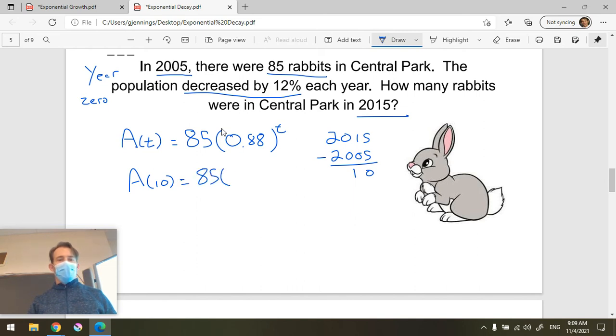85, and this is going to be a little creepy because we are going to have fractional rabbits here, to the 10. Someone has a calculator. Someone will shout this answer out at me, I'm sure, while I sip coffee.